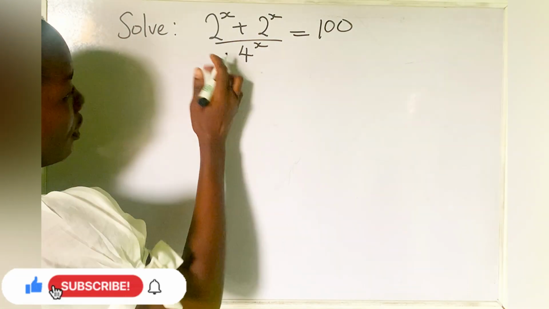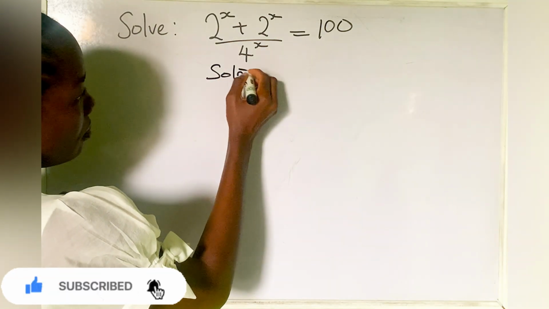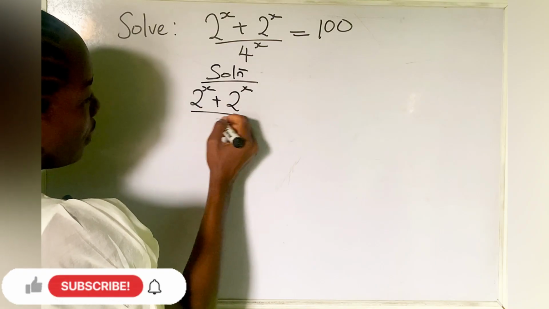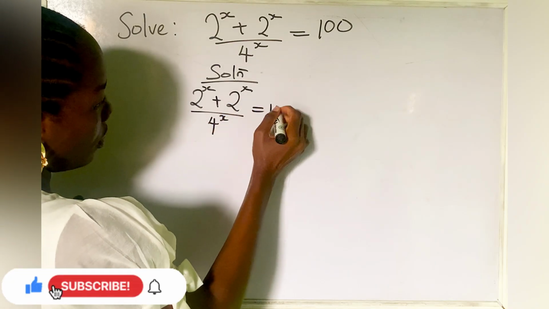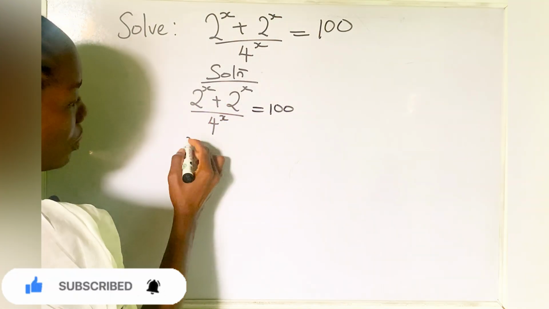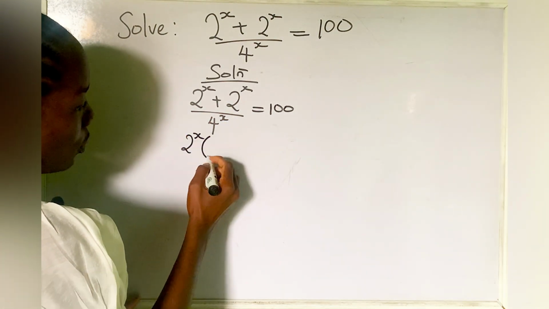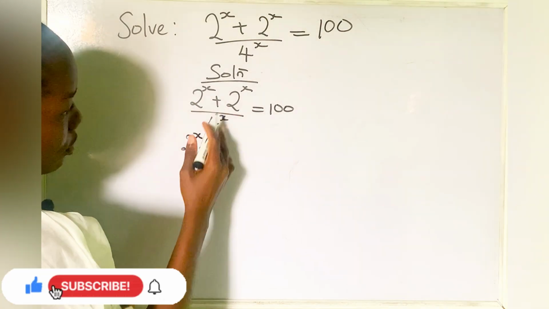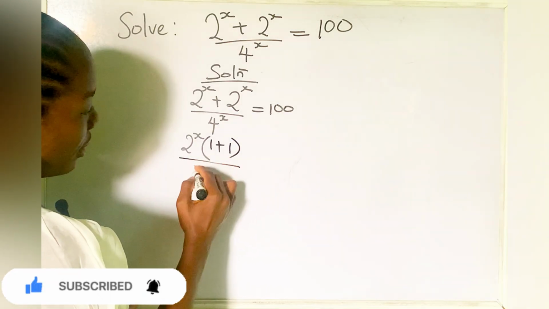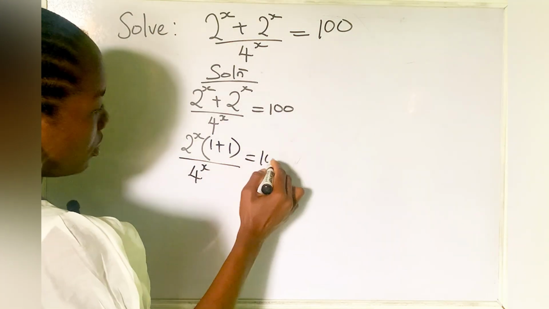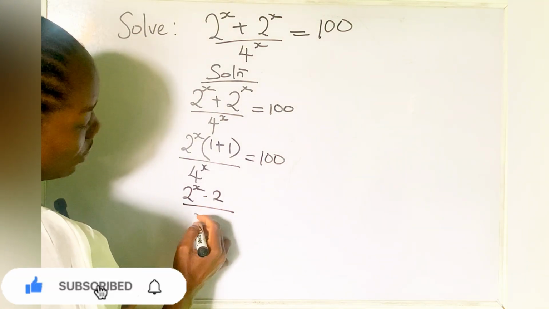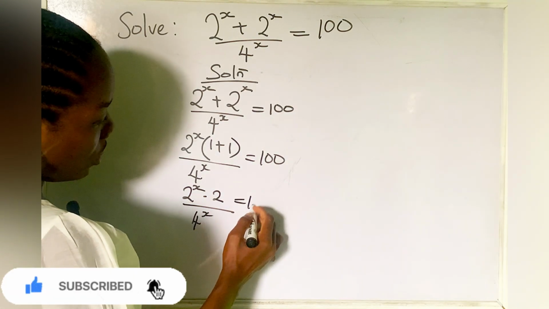So we have 2 to the power of x plus 2 to the power of x over 4 to the power of x is equal to 100, right? So now we can factorize and take what's common. What's common, you have it as 2 to the power of x. When we open our bracket to find what is common, we have 1 plus 1 over 4 to the power of x is equal to 100. Add this up, we have 2 to the power of x multiplied by 2 all over 4 to the power of x is equal to 100.